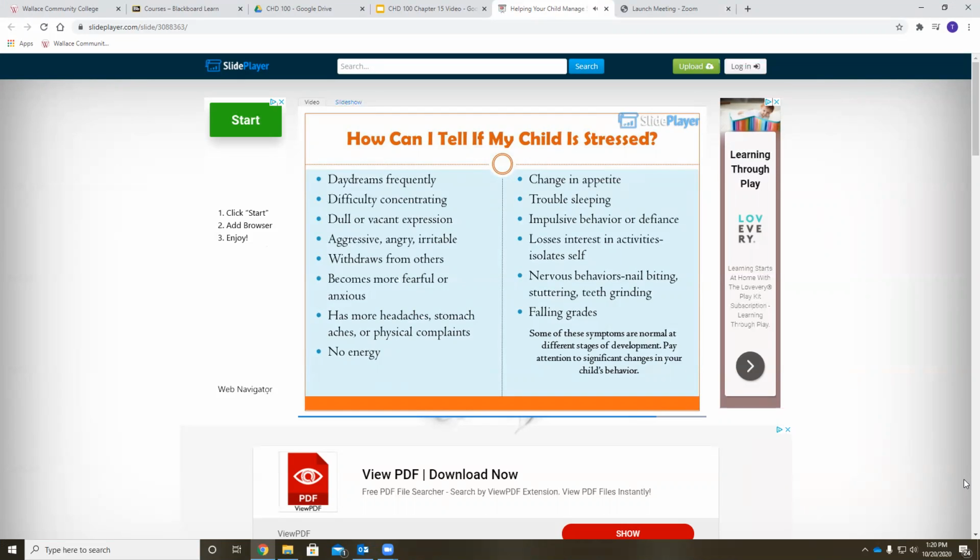Loses interest in activities, isolates self. Nervous behaviors, nail biting, stuttering, teeth grinding. Falling grades. Some of these symptoms are normal at different stages of development. Pay attention to significant changes in your child's behavior.